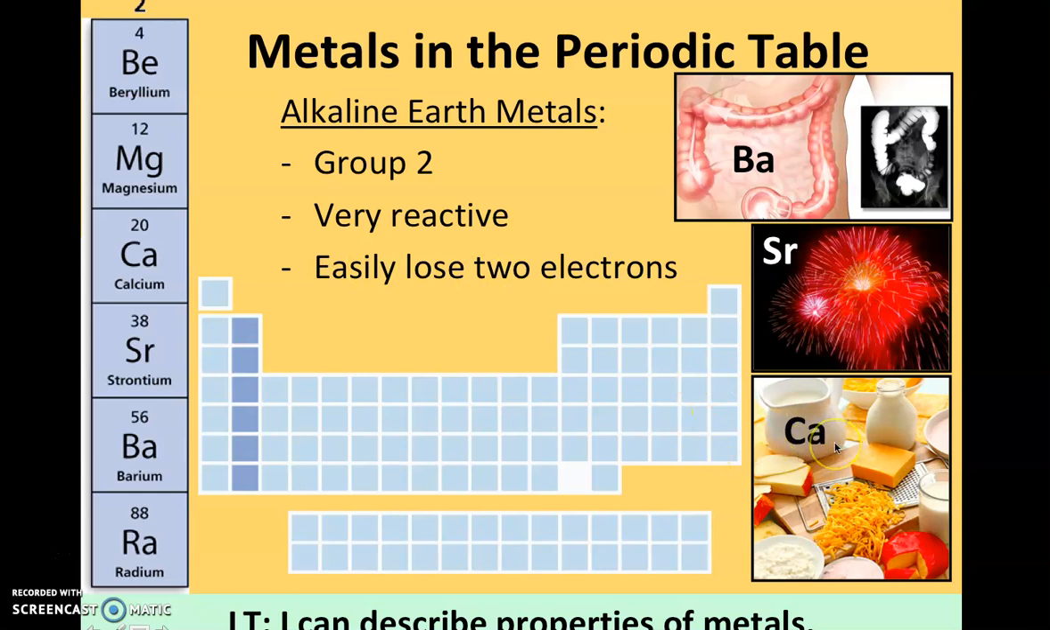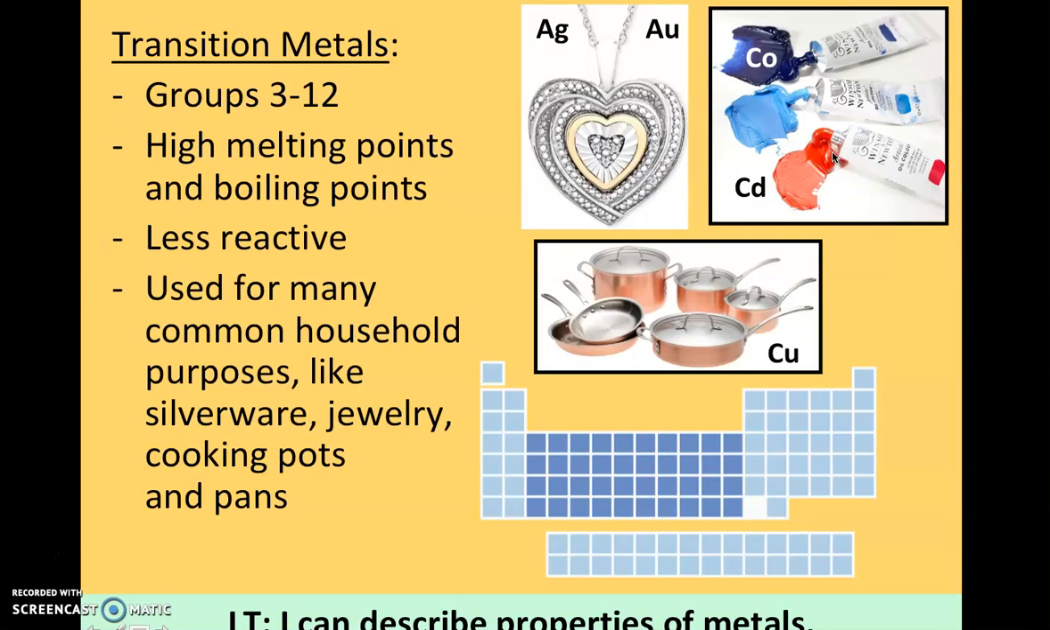Calcium. Calcium is in milk. It makes your bones strong, right? Barium is something that's used in the medical field and is radioactive and used to produce this to show up on x-rays or different images if you are looking at the internal organs like the digestive system in this example.